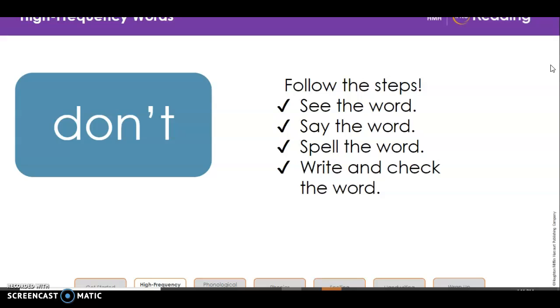The next word is don't. Look at the word. Repeat the word after me. Don't. Don't. We don't have art or music today. Say the word again after me. Don't. Look at the letters in the word. Let's spell it out loud together.